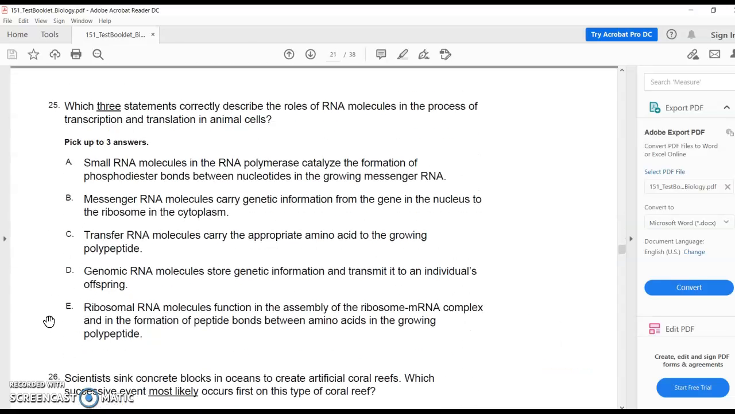Moving down to 25, it's a multiple select. This is looking at our central dogma. And so correct answers here for 25 are B, C, and E.